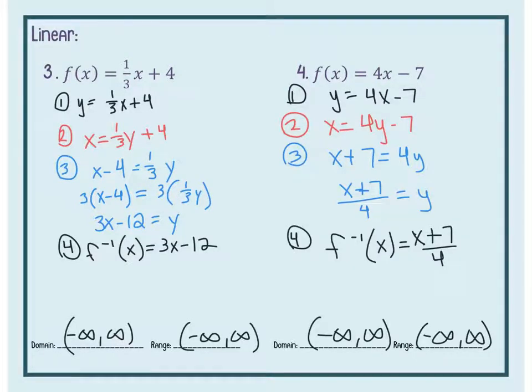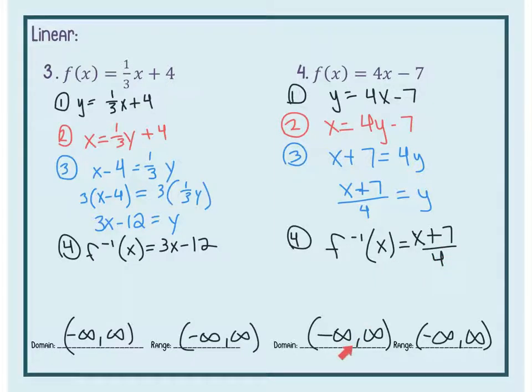Let's see how y'all did, okay? So that's my final answer. How did I get there? Well, first I rewrote it with the y in place of f of x. Then I switched the x and y like I did here. Now the next step is, how do I get y by itself? First, you have to add 7, then divide by 4. And that's your final answer.